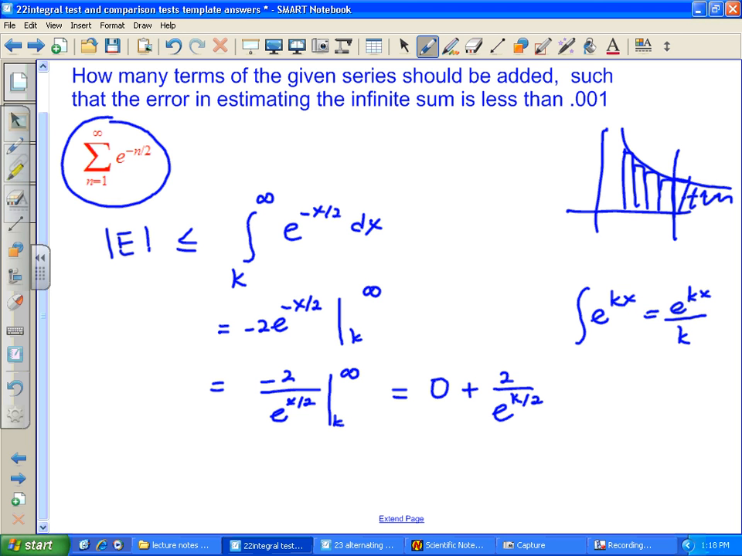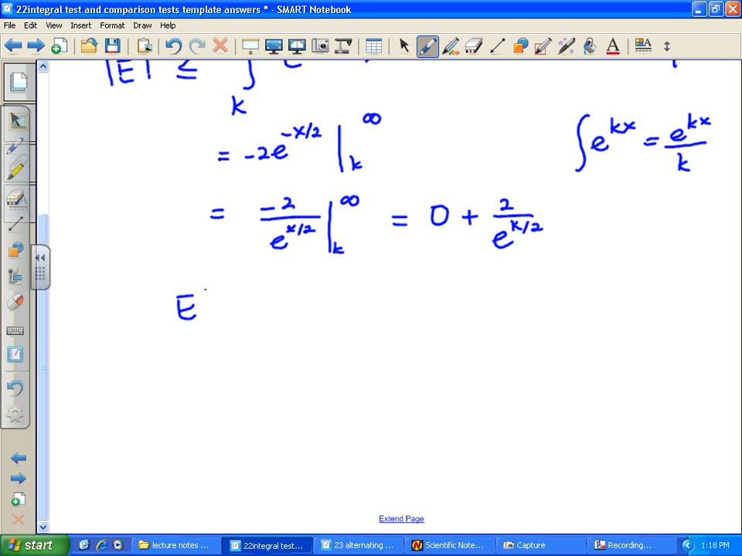Now this is the error term if you're adding k terms of the series. The error will be less than or equal to 2 over e to the k over 2. And you want that to be less than 1 over 1,000, because they asked, how many terms should we add? What should k be? So the error is less than 1 over 1,000. Now we need to solve this for k. Once again, I'm going to cross multiply. So 2,000 should be less than e to the k over 2.